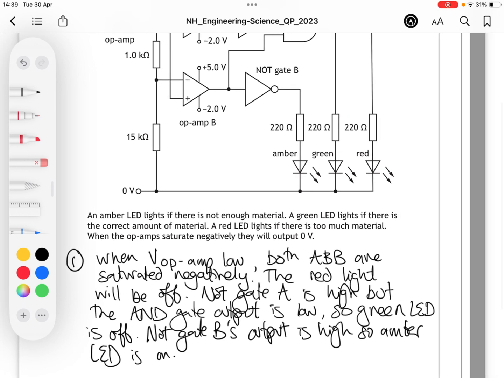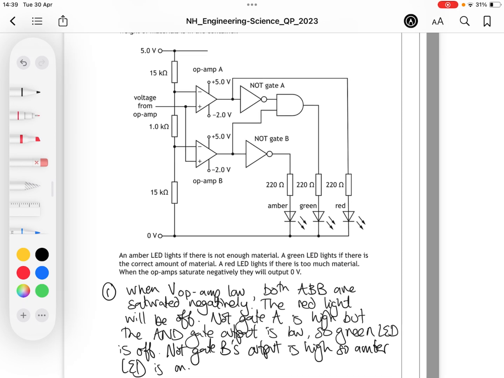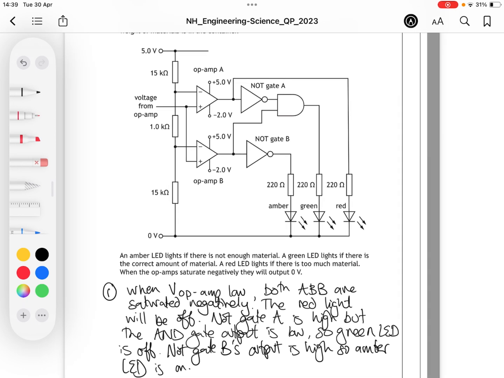So we're told an amber LED lights if there's not enough material. And so if we look at this circuit here, if the voltage from the op amp, the comparator and the summing from the strain gauges, if there is not enough voltage here, we want this to light up. So we're going to need the output from the NOT gate to be high, which means that before that we're going to need that to be 0. So we need this op amp here to saturate negatively when there is not enough material, so when the signal from that op-amp is low. So that works as you'd expect.